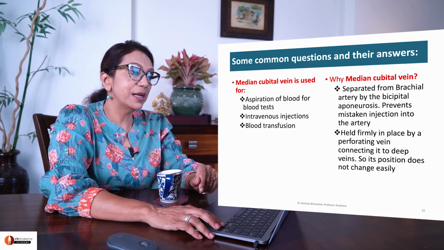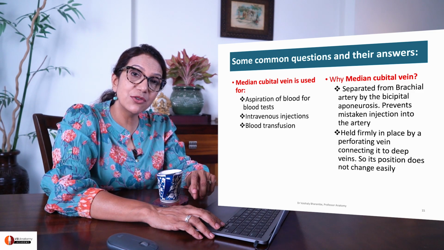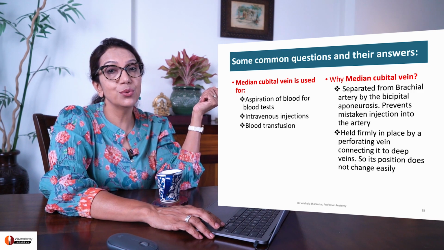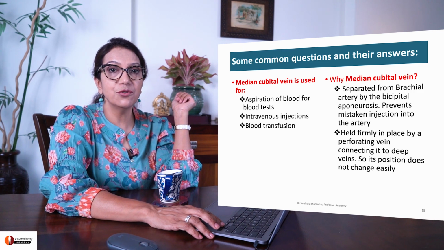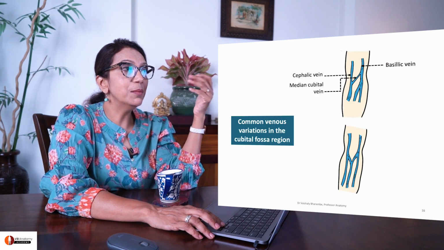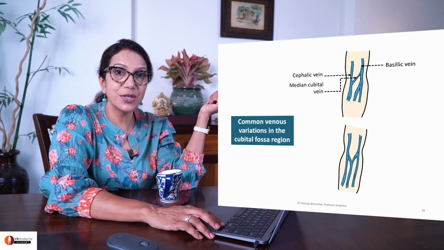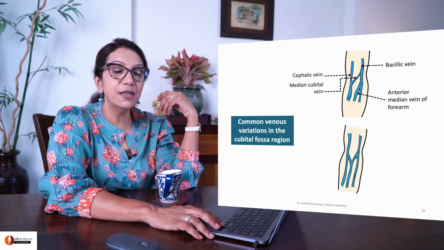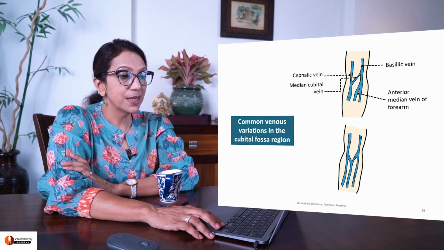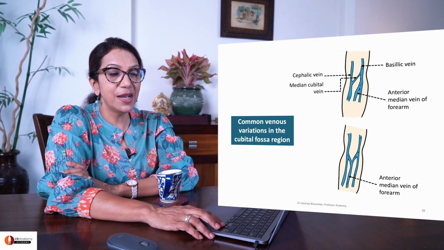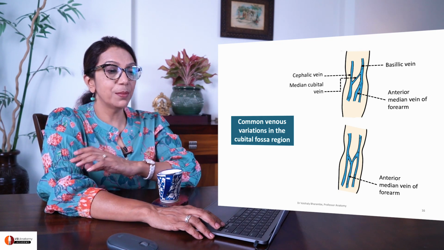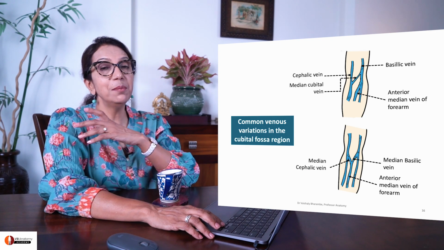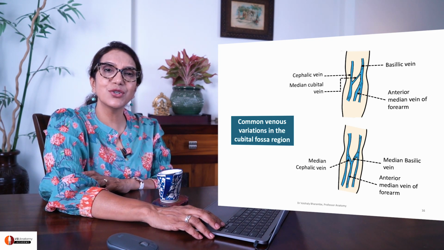The same median cubital vein is also used for giving intravenous injections. It's also used for giving blood transfusions. It's an often used vein in case of medical treatments. Sometimes, however, you may come across some variations in it. For example, the median cubital vein may not receive the anterior median vein, which may drain into the basilic vein. Sometimes the anterior median vein may divide into two veins, so there is no median cubital at all. One vein is the median cephalic vein and one vein is the median basilic vein. So these are some variations which are found.